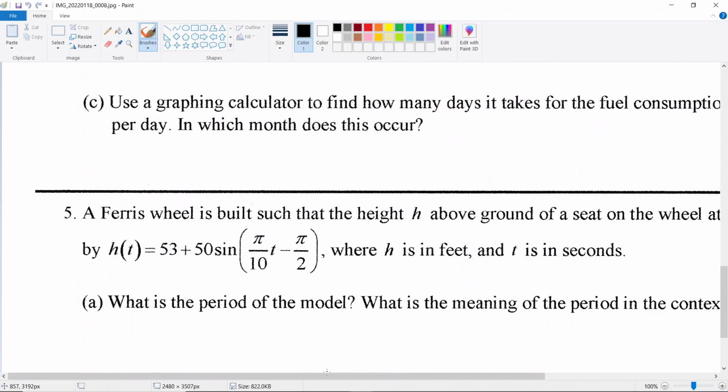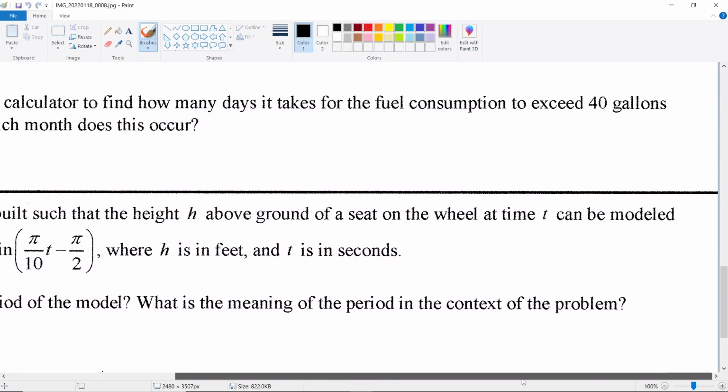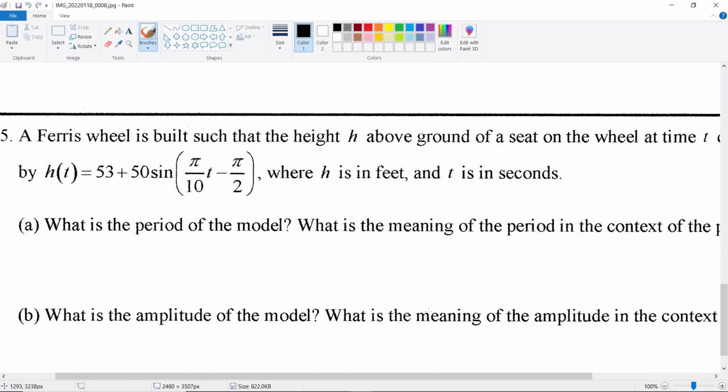It says a Ferris wheel is built such that the height above the ground of a seat at the wheel at time t can be modeled by this, here's our graph, 53 + 50 sin(πt/10), where h is in feet. What is the period of the model? What is the meaning of the period? Well, whatever multiplies t is the B, so period equals 2π, which is the period of sine, divided by π over 10. So that's 2π times 10 over π, and that equals 20.